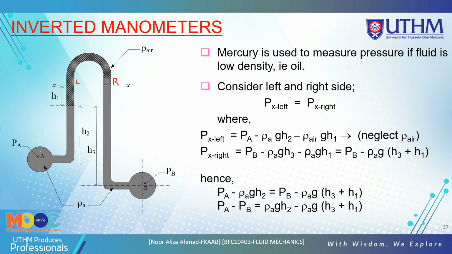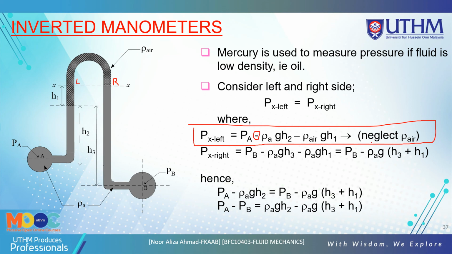Okay, so we consider the pressure at A. So pressure at A, because the flow is up to this point, so the mass negative. Okay, that's why the mass negative here, density of A times by G times by H2. So the depth of this fluid is H2. Okay, minus P air, density of air times by G times by H1. So you get this value. Okay, so neglect P air.